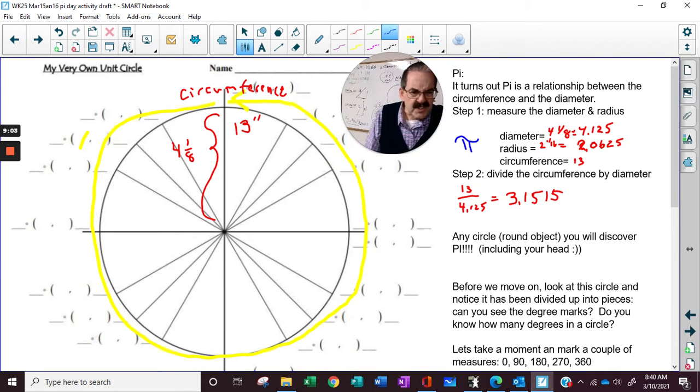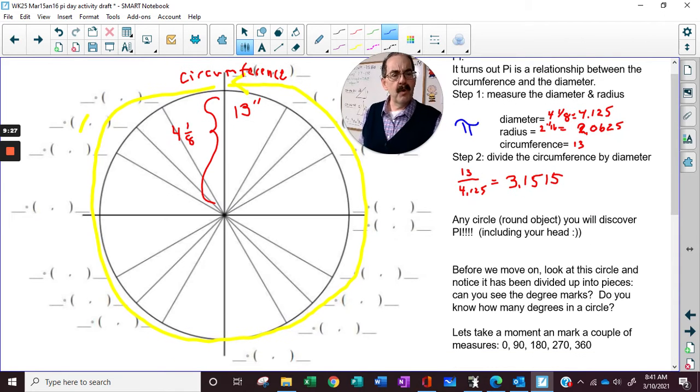Now, what's all this other stuff on here? Any circle or round object you discover, you will discover pi, including your head. Seriously, measure around your head, divide by the diameter, and you're going to get pi. It doesn't matter. Every circle in the world. How about this bell I keep dinging? Measure it, calculate it, and you get it. It's the universal constant in math.